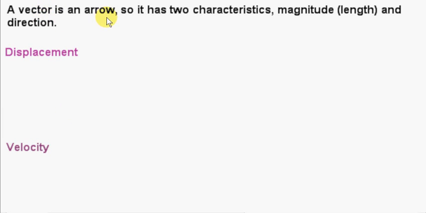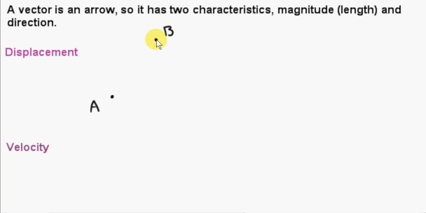A vector is an arrow, so it has two characteristics, its magnitude or length and its direction. Probably the easiest type of vector quantity to understand is the displacement of one particle relative to another. Suppose that we have two particles. Let's call this one A and let's call this one here B.